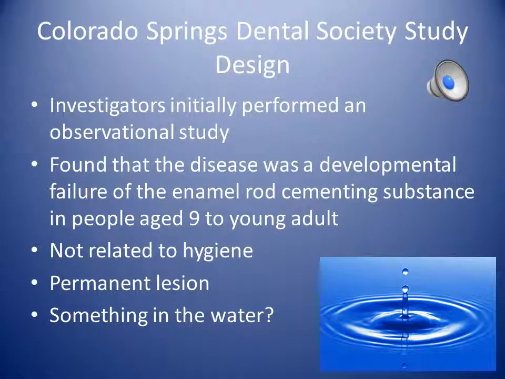Investigators initially performed an observational study of ME by collecting observations and impressions of dentists in the area. They also sent out a questionnaire to parents. They found that the disease was a developmental failure of the enamel rod cementing substance. The disease occurred largely in children over 9 and young adults and did not seem to be related to hygiene. The lesion was permanent. Most agreed the cause was either something harmful in the water or a lack of something necessary in the water. They did not determine what this substance might be at the time, despite chemical analysis.